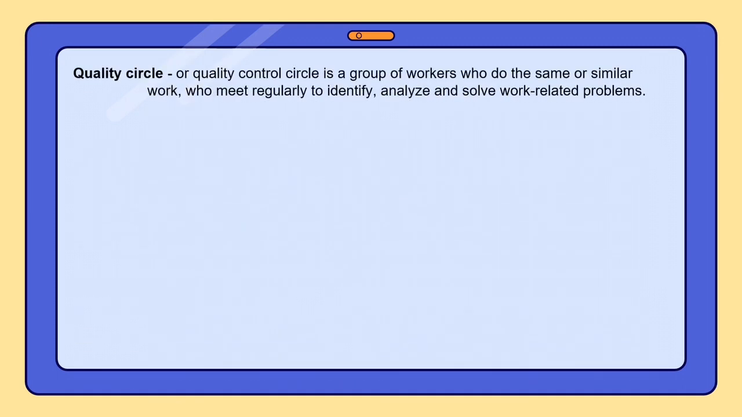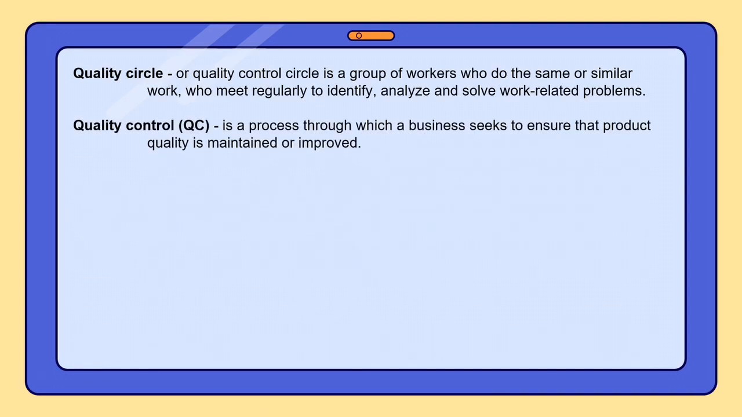Next is quality circle. So, a quality circle, or quality control circle, is a group of workers who do the same or similar work who meet regularly to identify, analyze, and solve work-related problems. So, it can consist of a minimum of 3 and a maximum of 12 members in number.